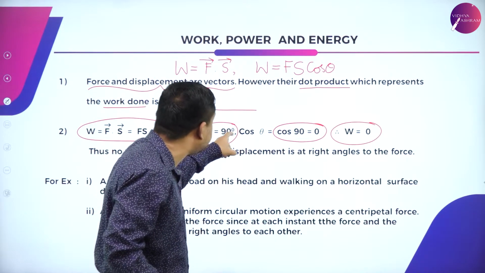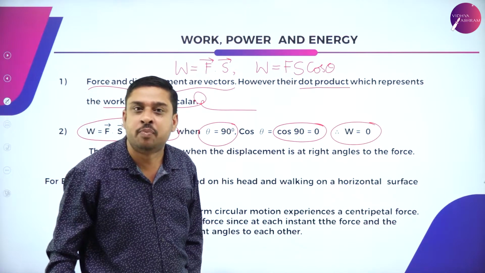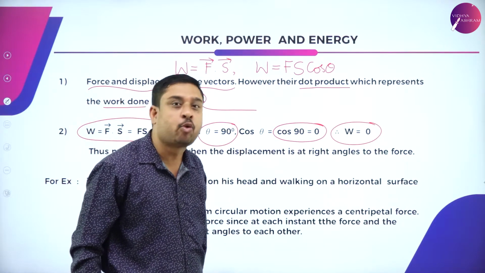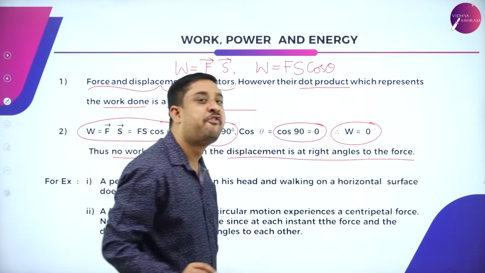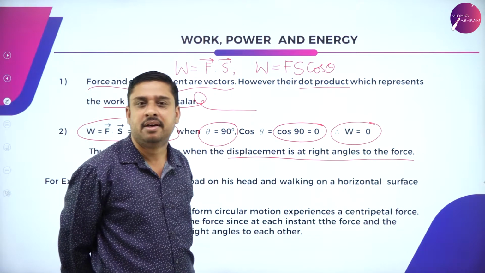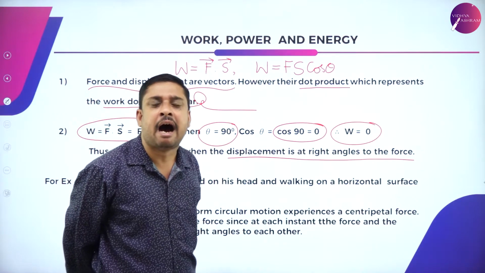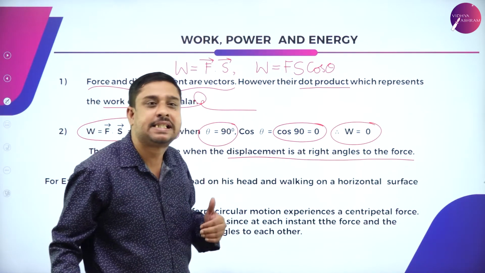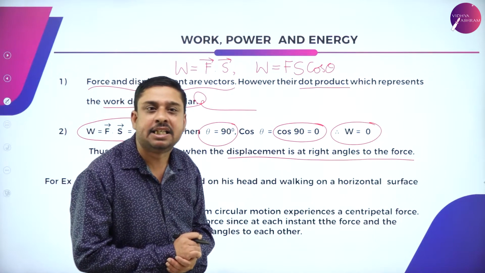So if theta is 90 degrees, cos 90 is 0, which means the work done in this case is 0. Consequently, we say that no work is done when force and displacement are at right angles to each other. Theta being 90 degrees means force and displacement are at right angles to each other. So, no work is done if force and displacement are at right angles to each other.